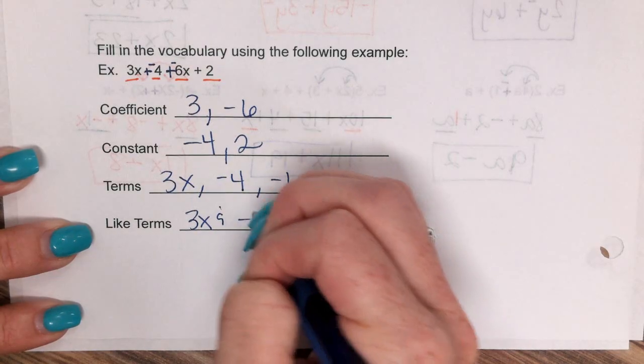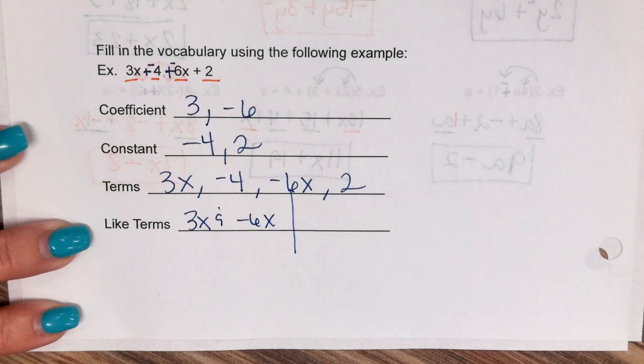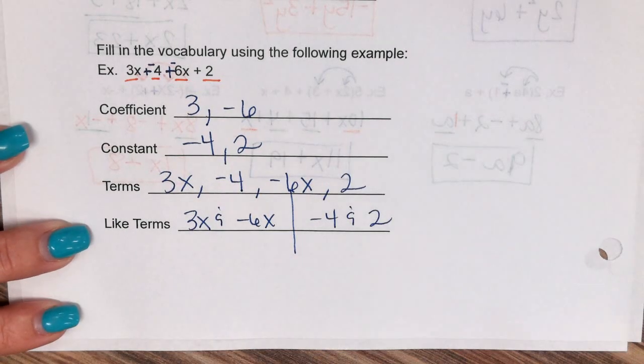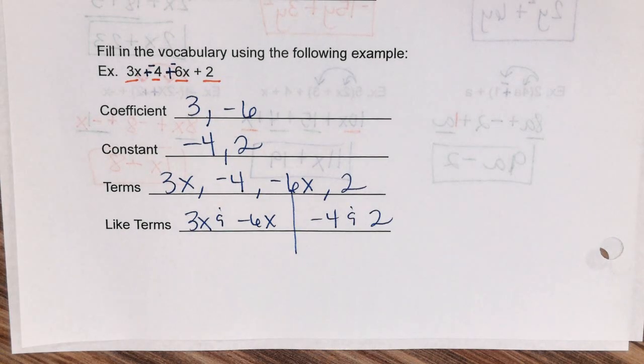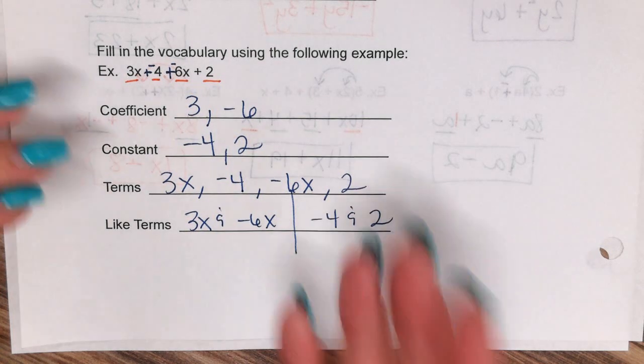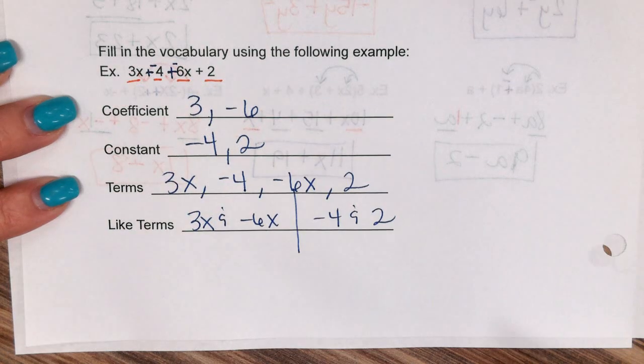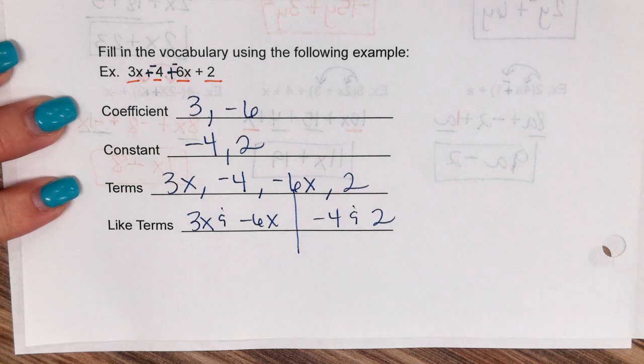3x and -6x. And then what's the other one? -4 and 2. You are going to do this on your assignment tonight, and you need to answer it. Guys, use your notes. If I did not put an x for a coefficient, then you don't. Make sense? All right, we have one more example.